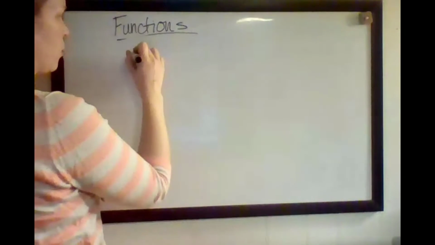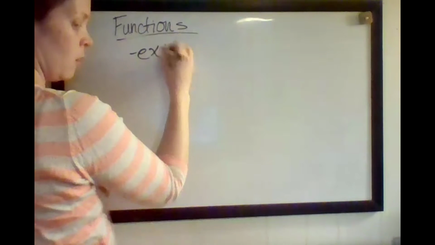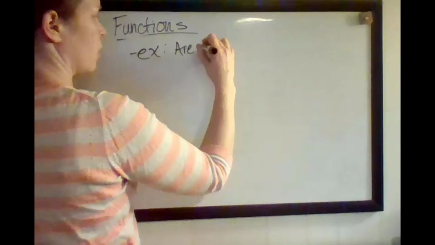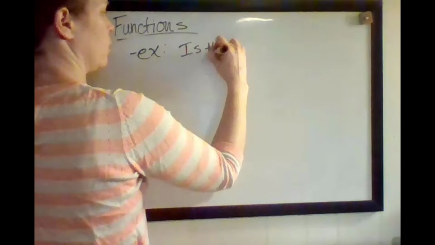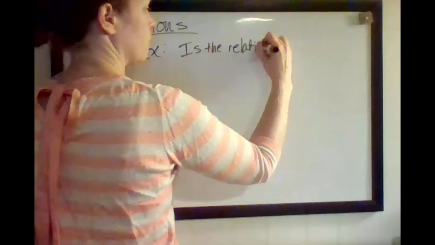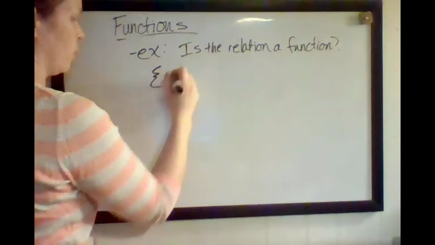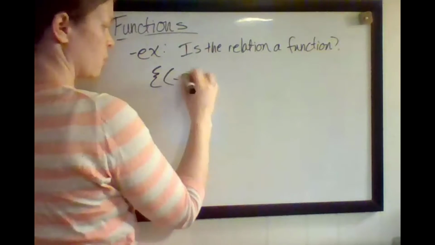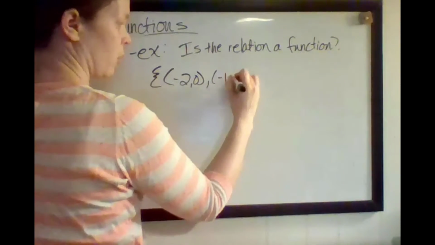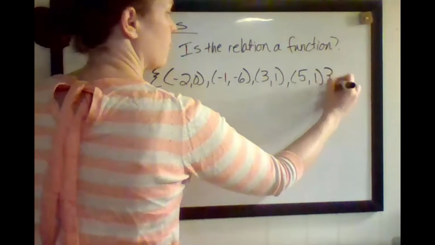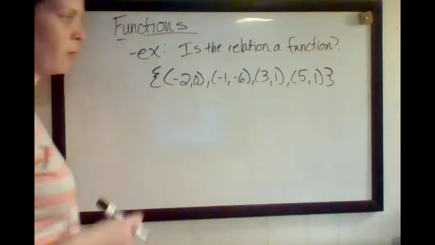So let's say, for example, our question with these is, is the relation a function? We'll have two of them. So I'm just going to use braces to show a couple different points. So (-2, 0), (-1, -6), (3, 1), and (5, 1). Okay, so we've got a set of ordered pairs here.